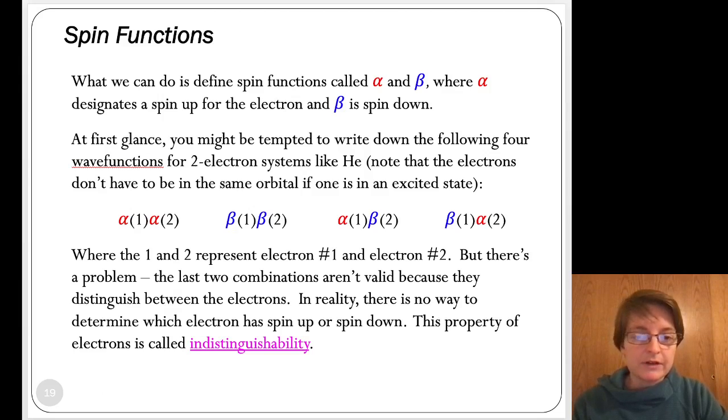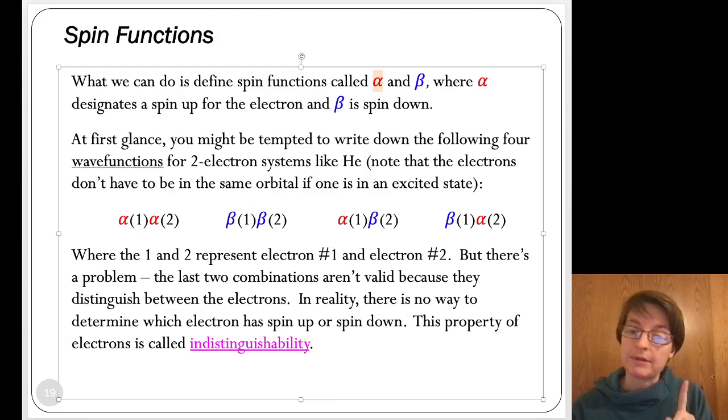And so spin functions in quantum chemistry are defined as the alpha function, which designates a spin up electron, or the beta function, which designates a spin down electron. You don't need to know in this course what the exact mathematical expression is for alpha or beta, so much as we need to be able to recognize that that function tells us what the electron is doing and what its spin is.